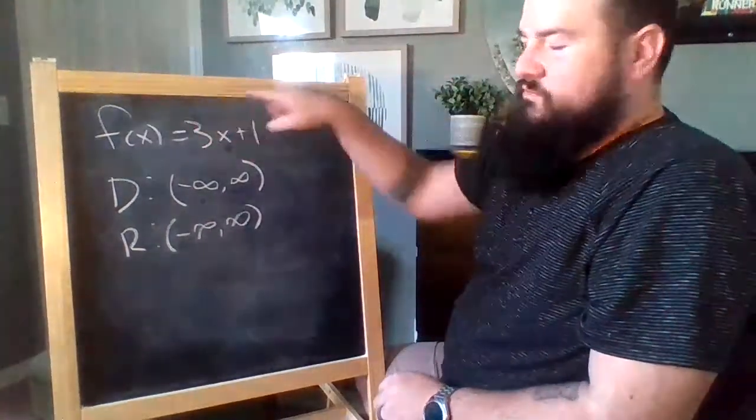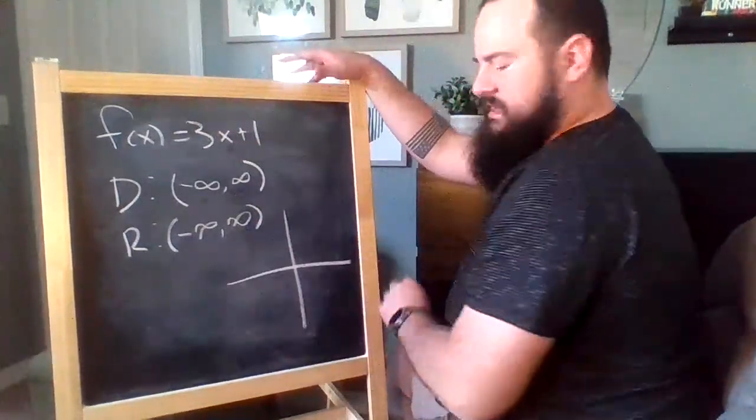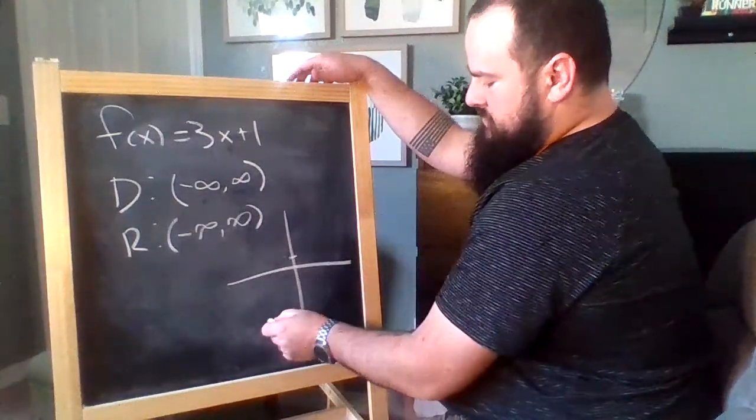Now, if we look at the graph of this guy, it makes it really obvious. I'm not going to get too crazy. This is going to be 1.